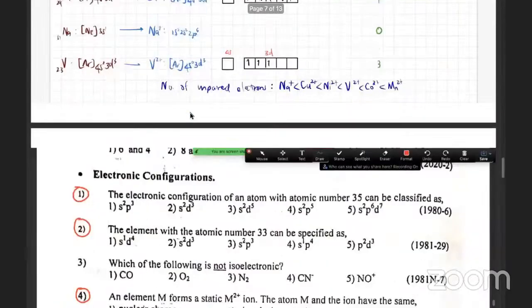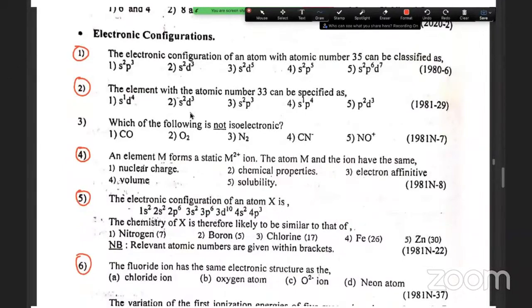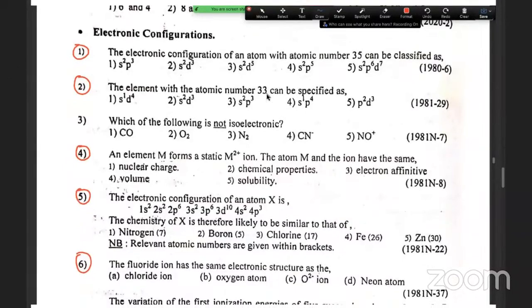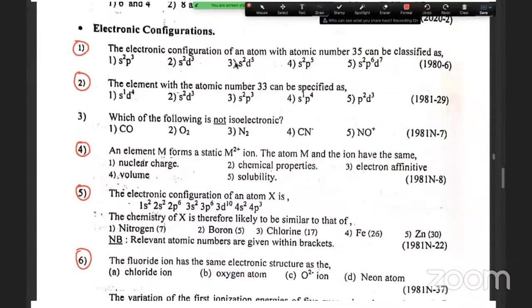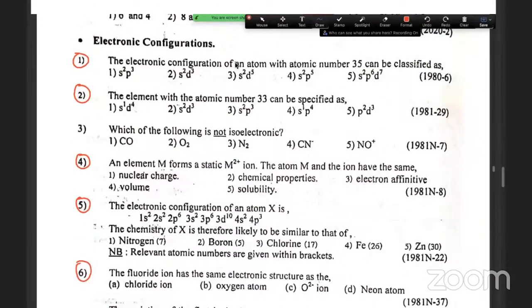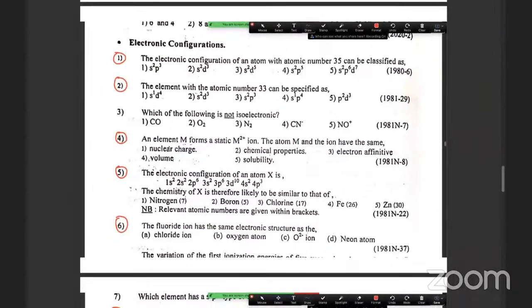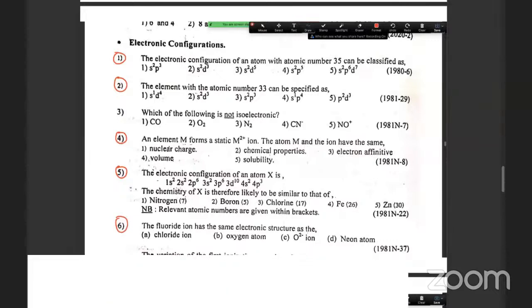Fine, let's start today's session with the discussion of past paper MCQs from electronic configuration. As you can see, we have marked the questions which we can try with what we have learned so far. So let's get started. First, let's focus on the question from year 1980.